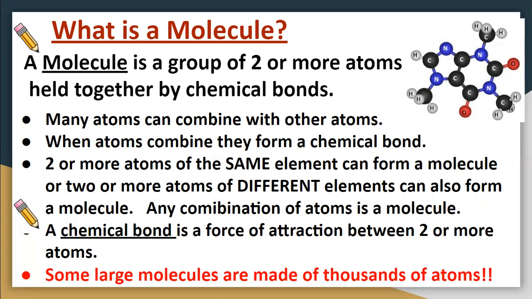A chemical bond is a force of attraction between 2 or more atoms. And some large molecules are made of thousands of atoms.